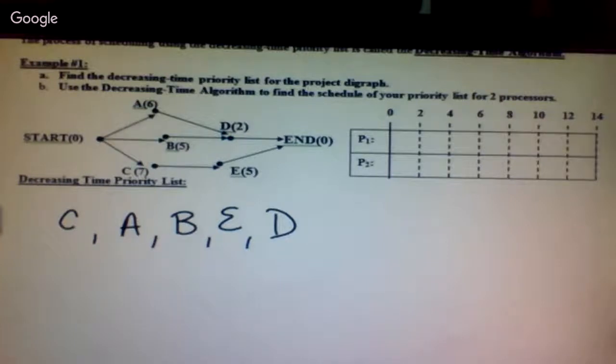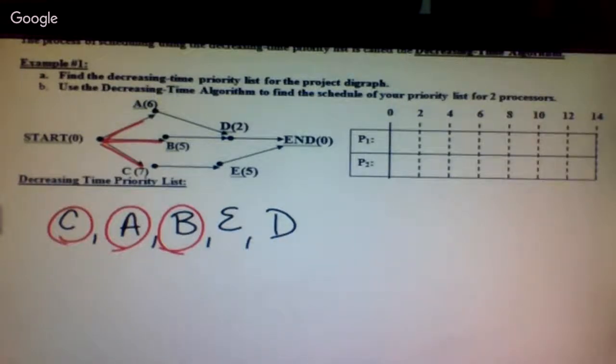So that's the only thing that's changed from what we did on Friday. Instead of me giving you a list, you have to create it. Everything else is the same. What tasks can be done from the start? A, B, C. Okay, all of your tasks that are ready from the start, A, B, and C.